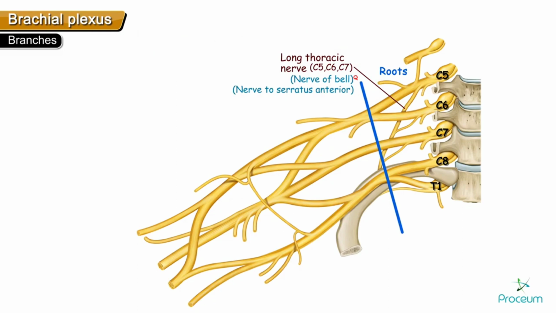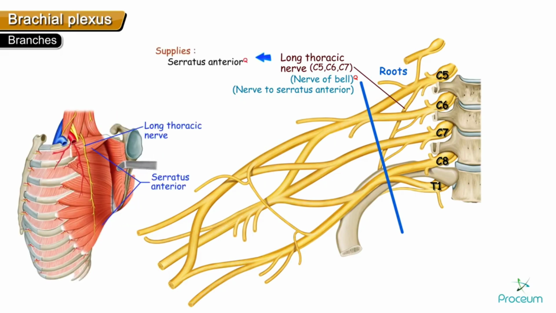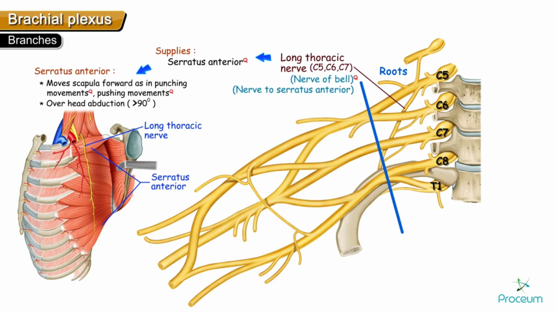Long thoracic nerve, also called nerve of Bell or nerve to serratus anterior, comes from the roots C5, C6 and C7 of the brachial plexus. Long thoracic nerve supplies serratus anterior. Serratus anterior muscle is inserted on the costal surface of the medial border of scapula. When it contracts, it helps in pushing the scapula forward, as in punching movements, pushing movements, and it also helps in overhead abduction, that is abduction above 90 degrees. As the serratus anterior is helping in punching movements, it is also called boxer's muscle.